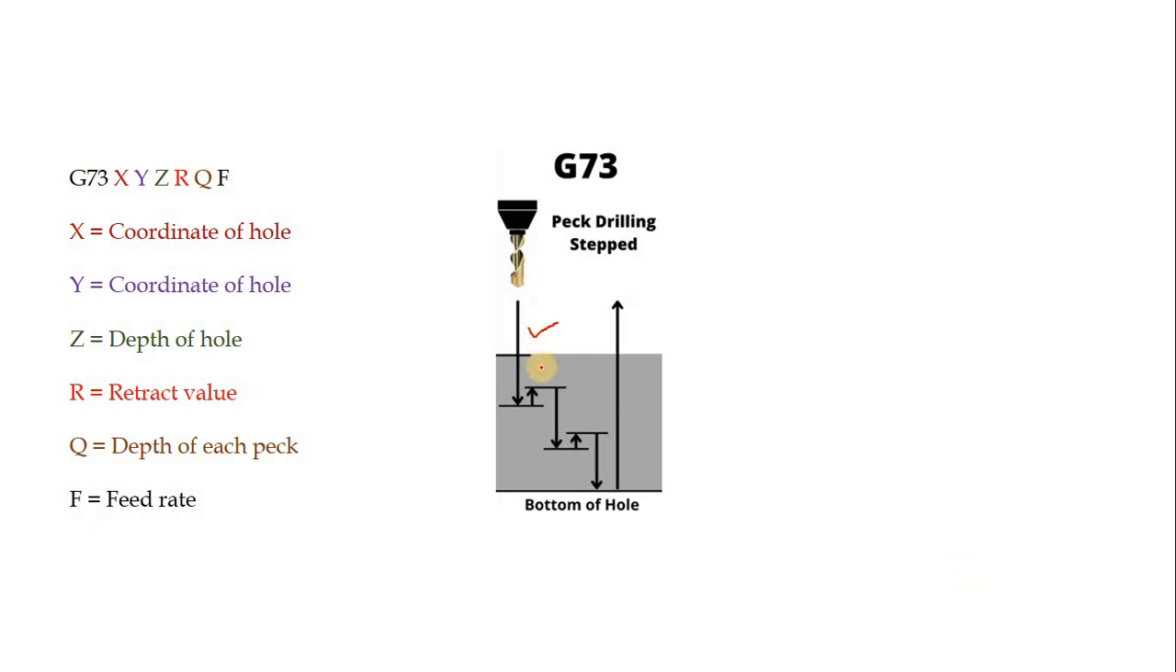Here drilling of the hole will take place. Later the tool will be retracted by the value we call R. Again, Q indicates the depth of each peck, and finally the complete length tells you the depth of the hole, that is the Z value. In this way we have to give the different values in G73. This whole process will be repeated automatically until we cancel the canned cycle.